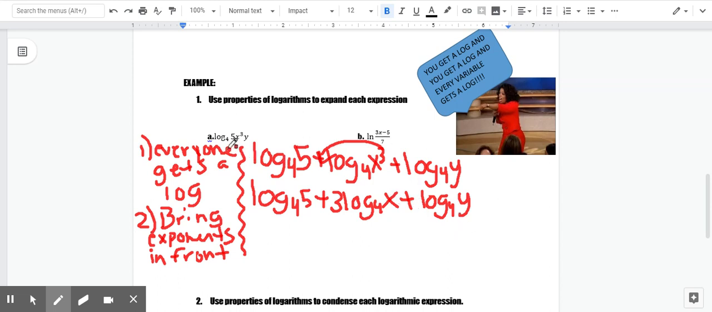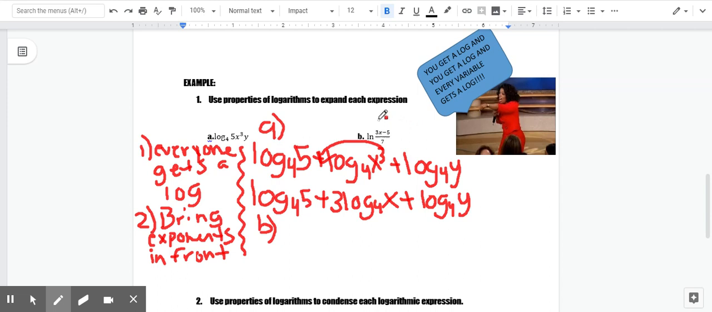So notice, since this was multiplication, I used addition. I had 1, 2, 3 things being multiplied. So I have 1, 2, 3 separate logs. And that is how we expand that expression. Now, if we want to take a look at this example, so this was A. I'm going to put B down here. We're going to do the same thing. So the first thing we're going to do with this, everyone gets a log.